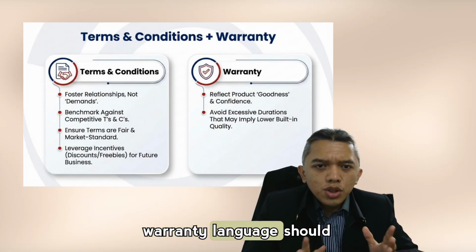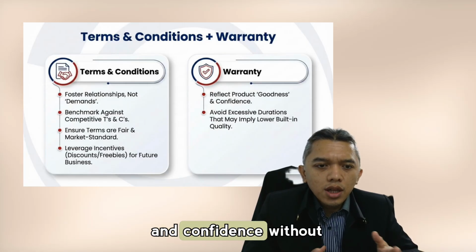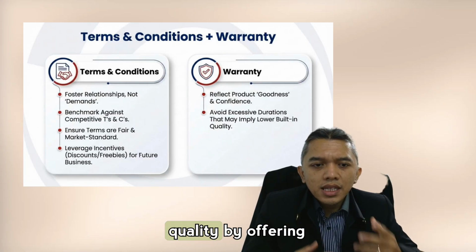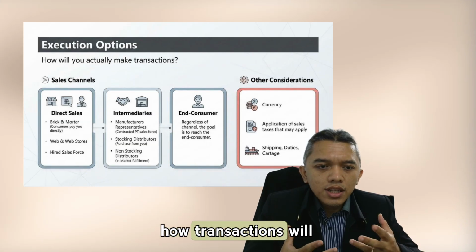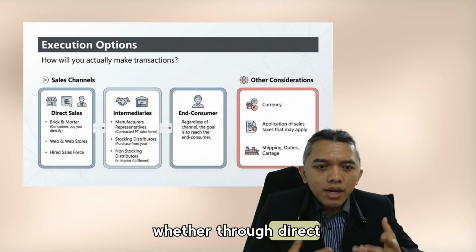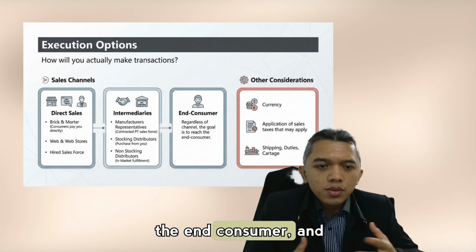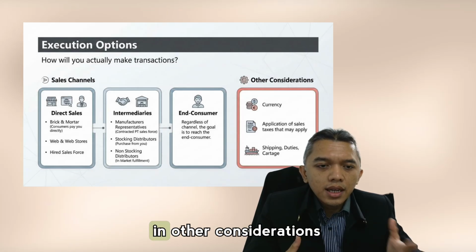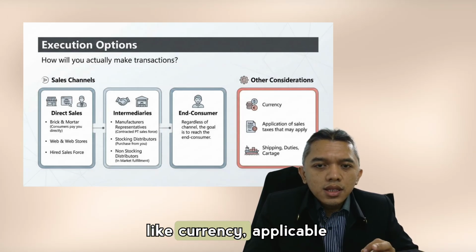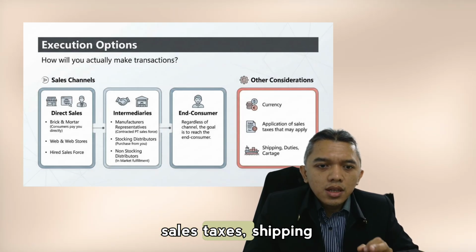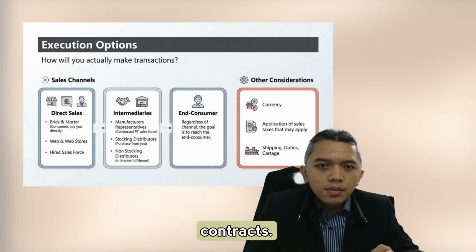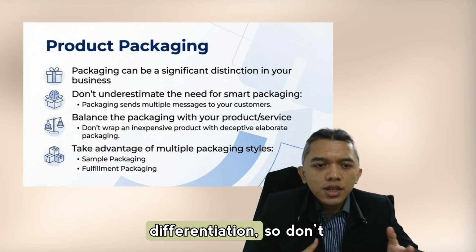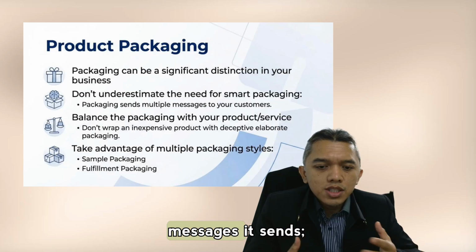And your warranty language should reflect product quality and confidence without implying lower built-in quality by offering excessive durations. Execution options ask how transactions will actually be made, whether through direct sales, intermediaries, or to the end consumer, and also remind you to factor in other considerations like currency, applicable sales taxes, shipping duties, and cartage when planning channels and contracts. Packaging can be a meaningful point of differentiation, so don't underestimate the messages it sends.